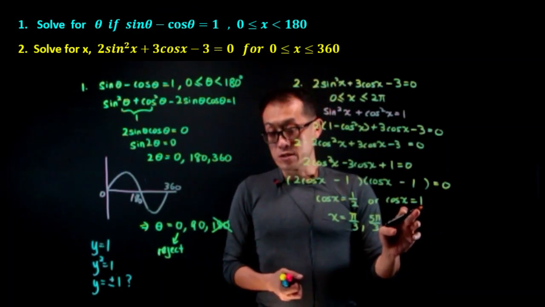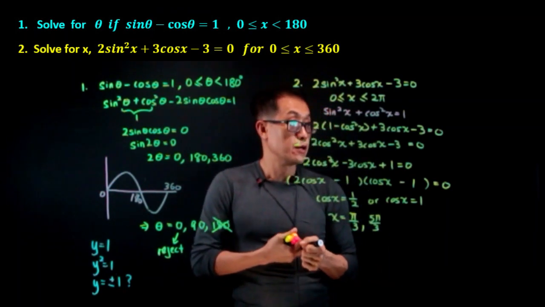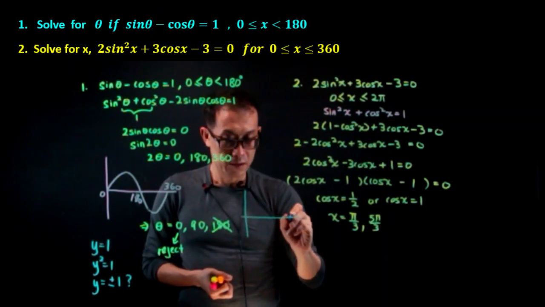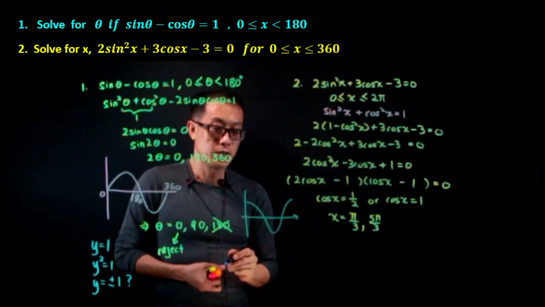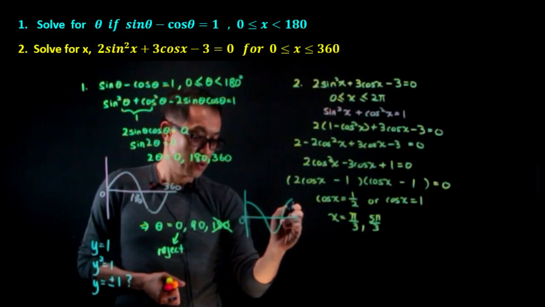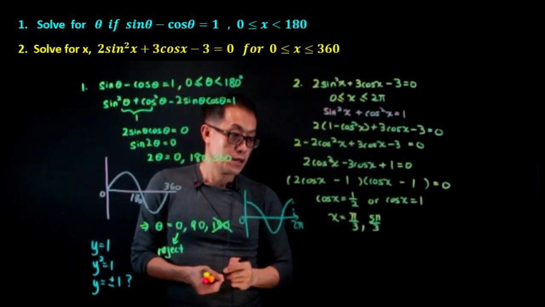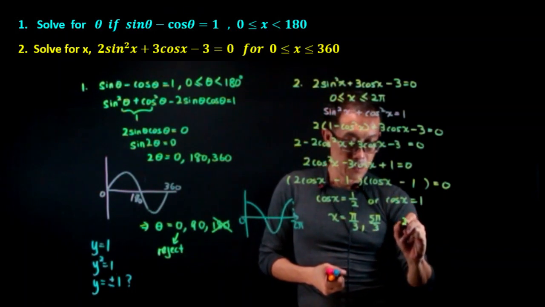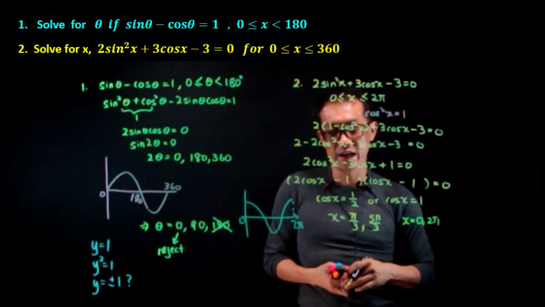Now, cos x is 1. How does the cos function look like? It's 1 at 0 and 2 pi. So x equals 0 or 2 pi.